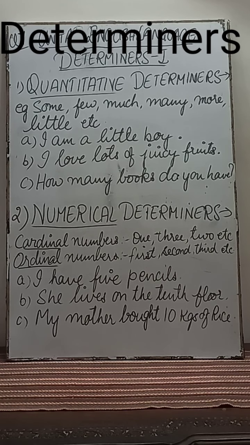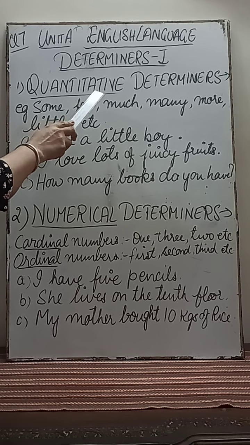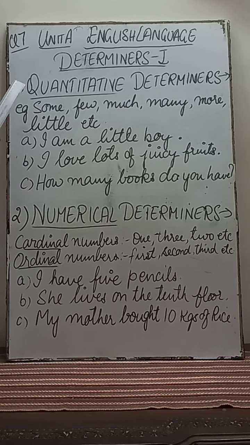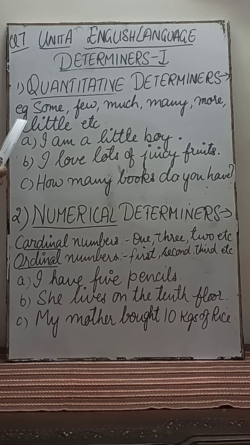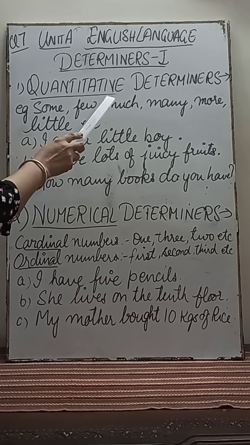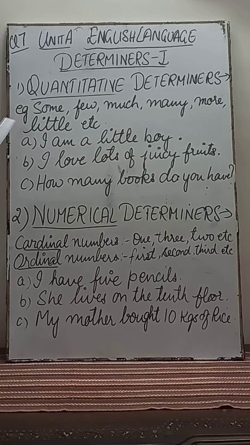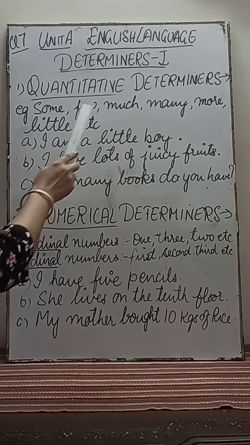Now we will understand what quantitative determiners are. Quantitative determiners are those words which identify the quantity or the amount. For example, some, few, much, many, more, little. That is, the quantity is not specified, but it is a generalized quantity. So the words which indicate quantitative determiners are some, few, much, many, more, little, etc.